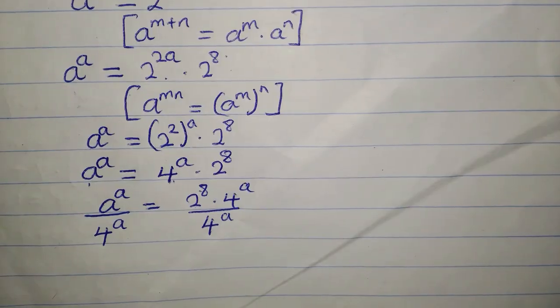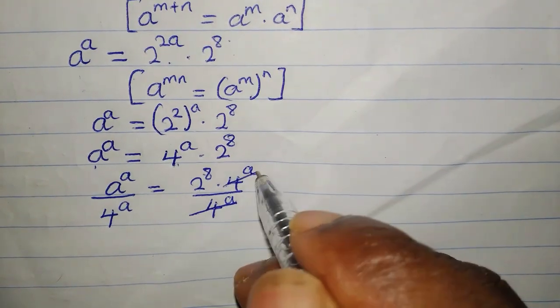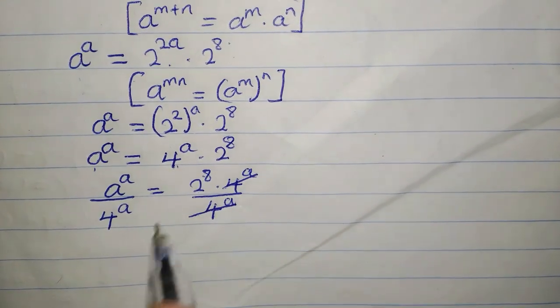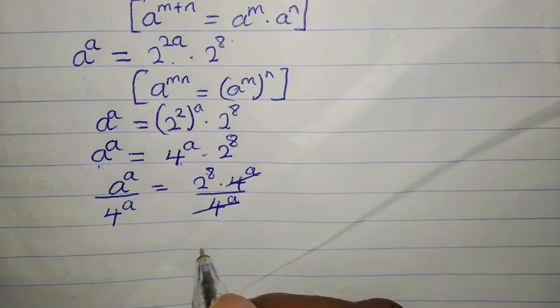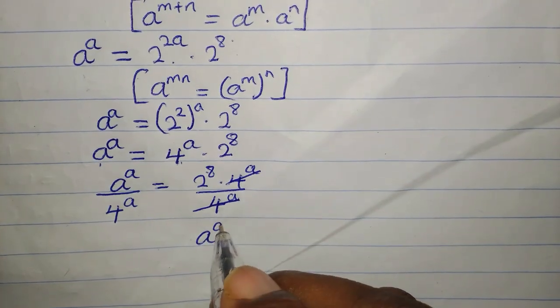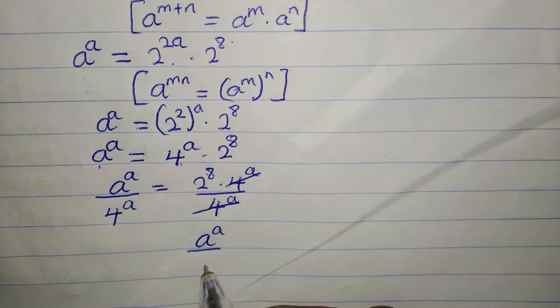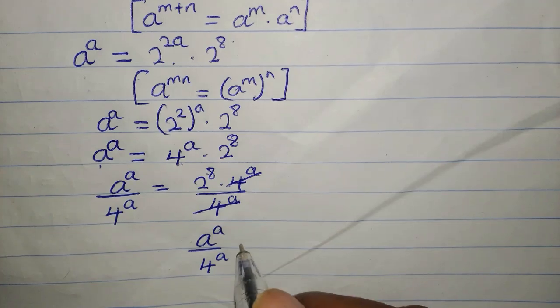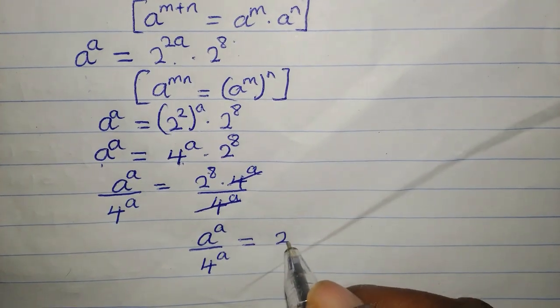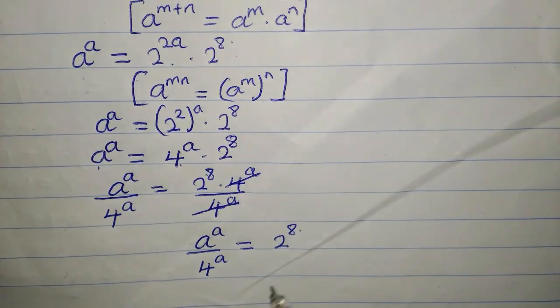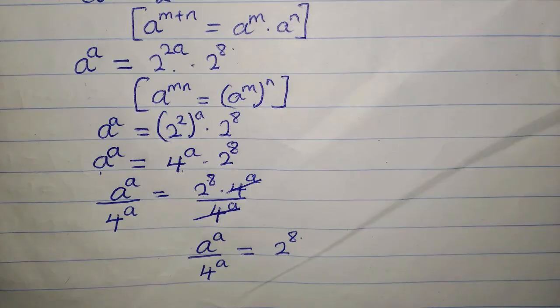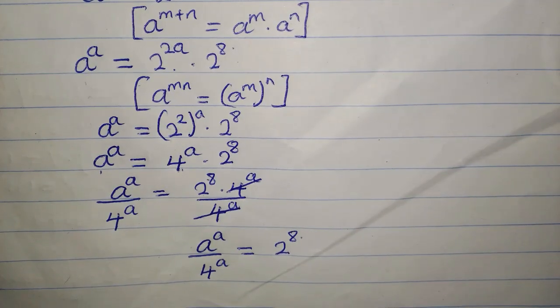You can see that 4 to the power of a will cancel 4 to the power of a. So we are left with a to the power of a divided by 4 to the power of a equals 2 to the power of 8.